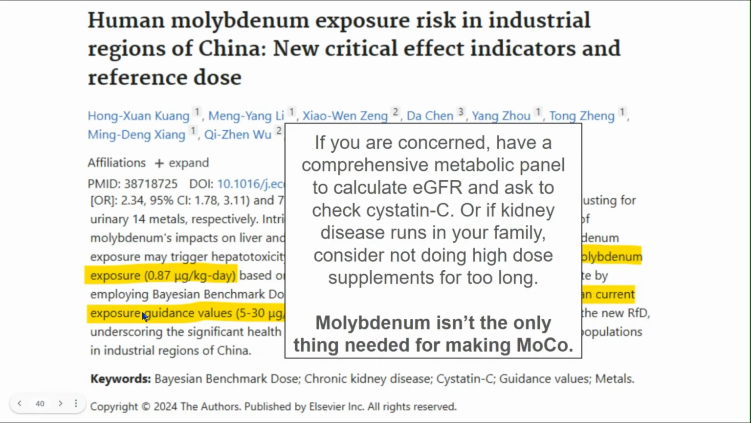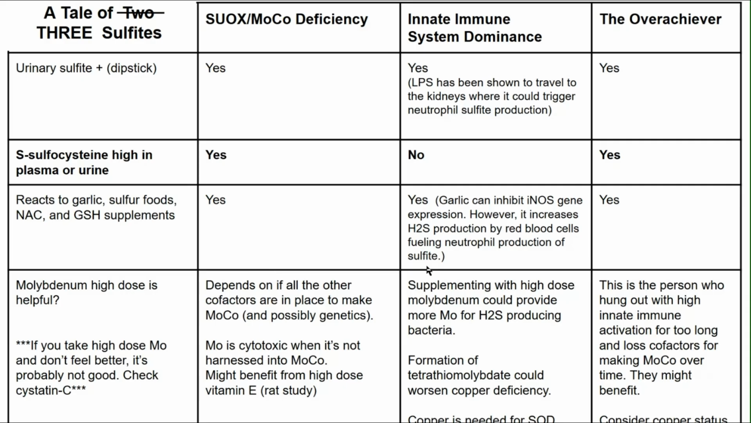Now we're going to talk about molybdenum. So, let me go back. It'll be easier to talk about it here. If you have sulfite oxidase or Moco deficiency, you definitely want to supplement with molybdenum, but you also need to make sure that you're doing all the things, getting all the nutrients in that are depleted by sulfite, so that you can have enough cofactors in place to be able to make Moco. There's multiple steps to making Moco. And then if doing all the things that are right doesn't work, then you might have a genetic issue, and that would be when you seek out genetic testing.